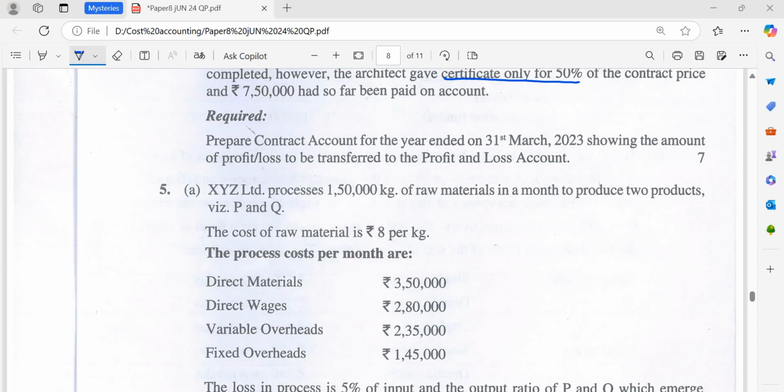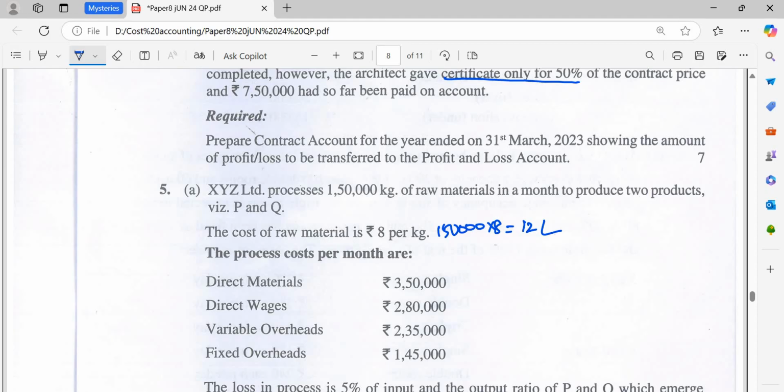The cost of raw material is 8 rupees per kg. Raw material cost will come under joint cost, because we are using the same kind of raw material for producing two products. So 1,50,000 into 8 gives 12 lakhs. So my cost of raw material is 12 lakhs.